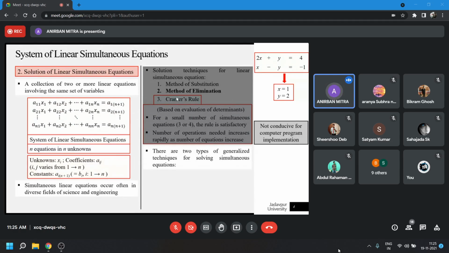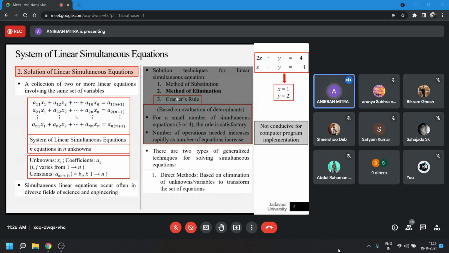So as I have already mentioned, there are two types of generalized techniques for solving simultaneous equations. One is the direct method, and as I just mentioned, it is based on elimination of unknowns or variables to transform the set of equations. Now, after transformation, what exact form it takes, we will discuss later on. In fact, the form that it takes after the elimination process is completed is what differentiates one method from the other.